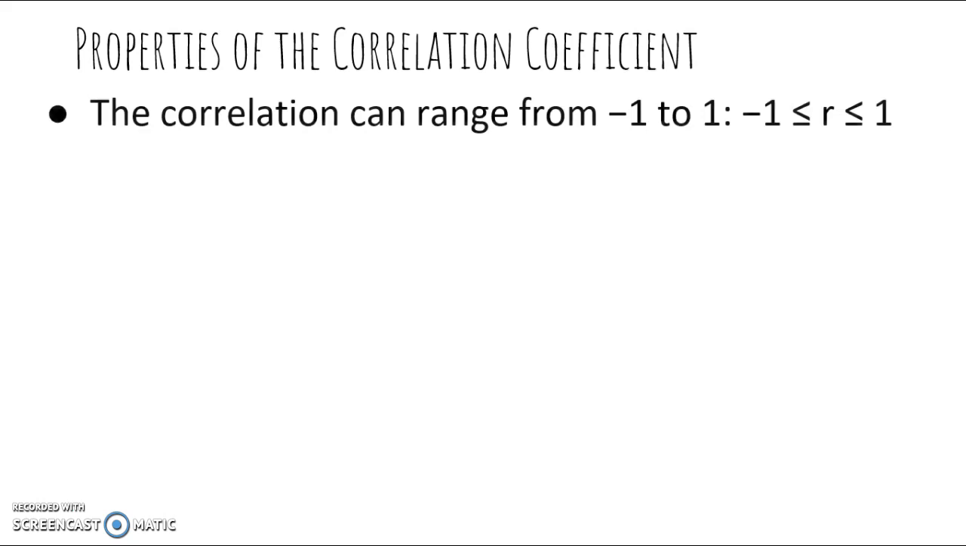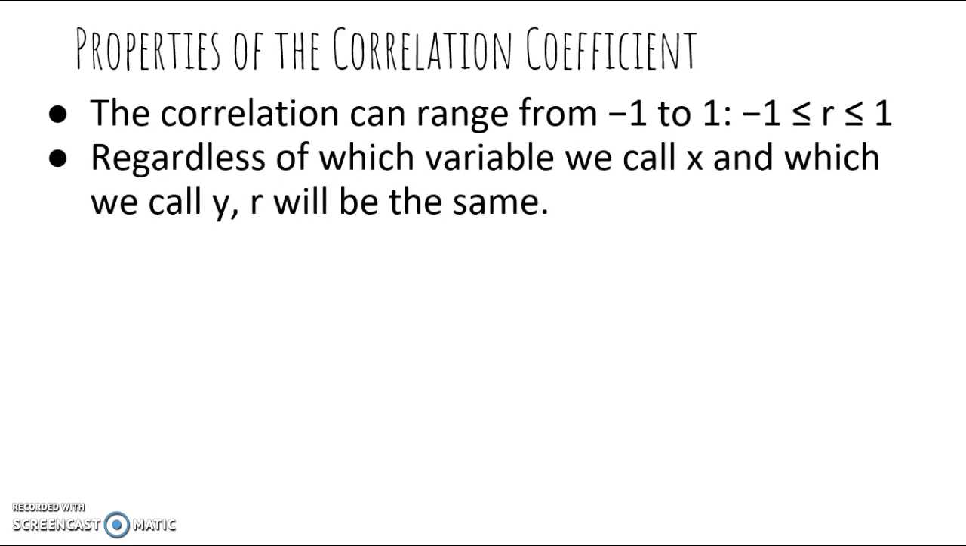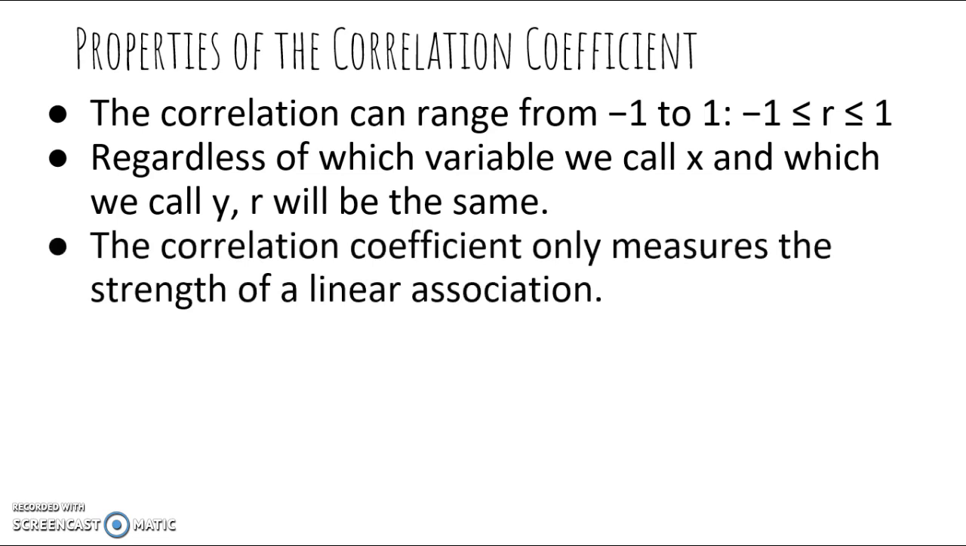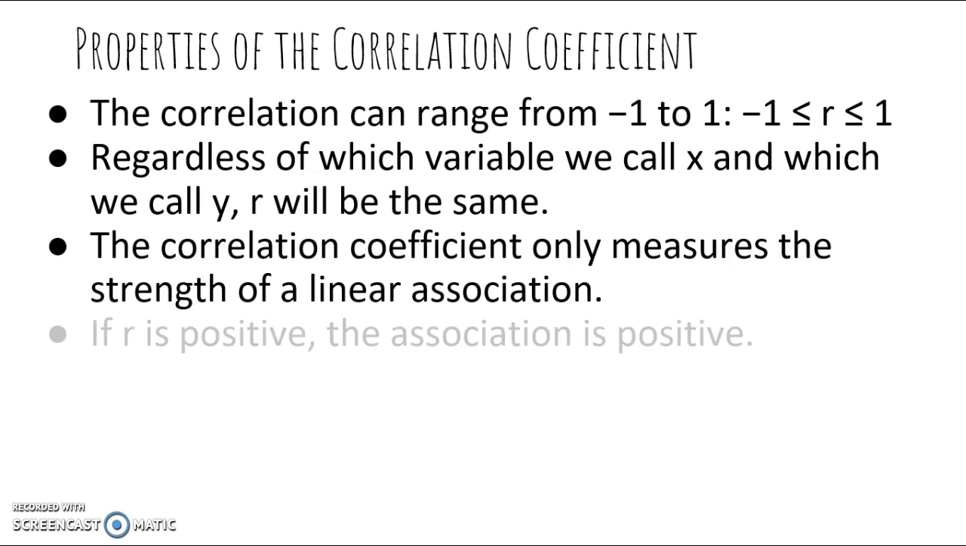Now, here are the properties of the correlation coefficient. It can be anywhere from negative 1 to 1. It can take on any value between negative 1 and positive 1, including 0. Regardless of which variable we call x and which we call y, r will be the same. So we can flip-flop the x's and the y's, and we'll calculate the same r. The correlation coefficient only measures the strength of a linear association. So there are other kinds of correlations, nonlinear correlations. We will not be going into those in this class, but just know r only refers to the linear type of association.